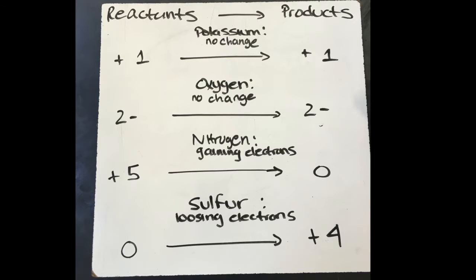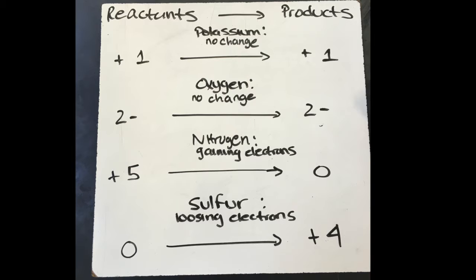Now that we have established the charges on the reactant and product side, we can see the changes in charges of each atom from the reactant side to the product side. Potassium and oxygen stay the same. Potassium stays at a +1 charge and oxygen stays at a -2 charge from the reactant to product side. Thus, there is no change for potassium or oxygen.